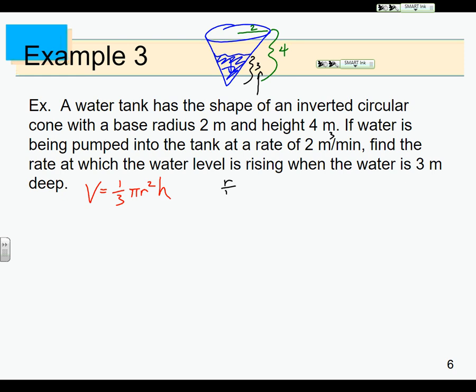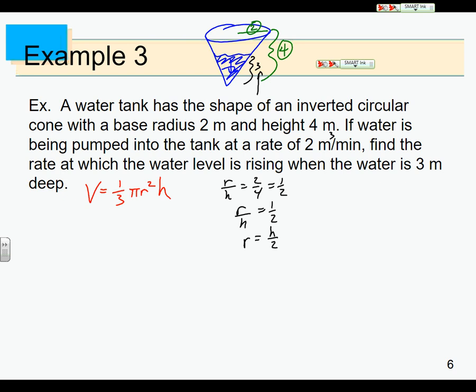Well, if I do a quick ratio of my radius over height, it's going to be 2 over 4, which is just 1/2. Multiply both sides by h, and my radius is simply always going to be half of my height, no matter where I'm at on this cone. That makes sense, because the radius of the whole cone was 2 and the height was 4, and so it's always going to have that same proportion as I work my way down the cone.